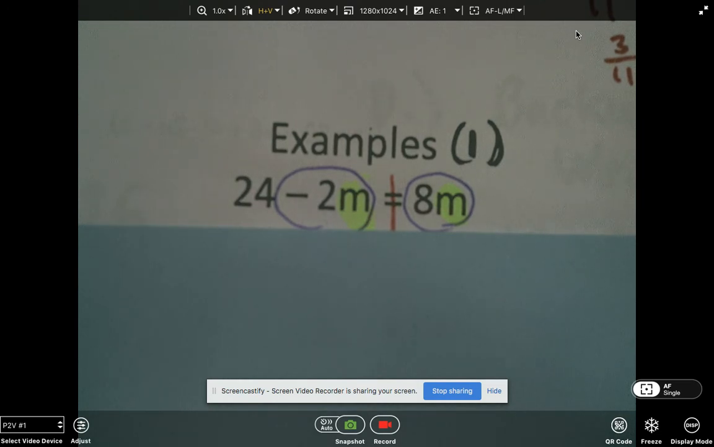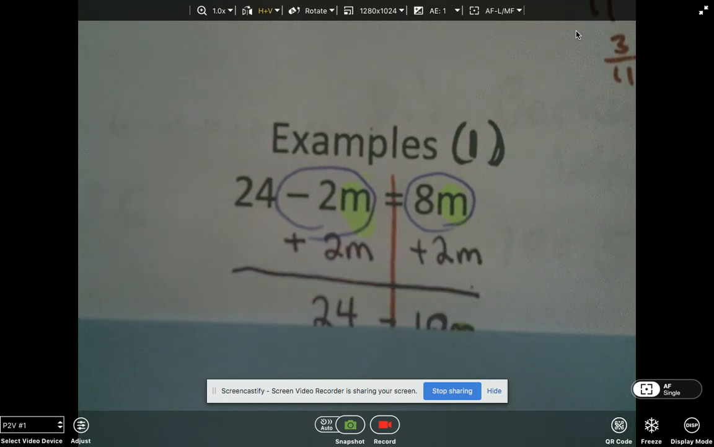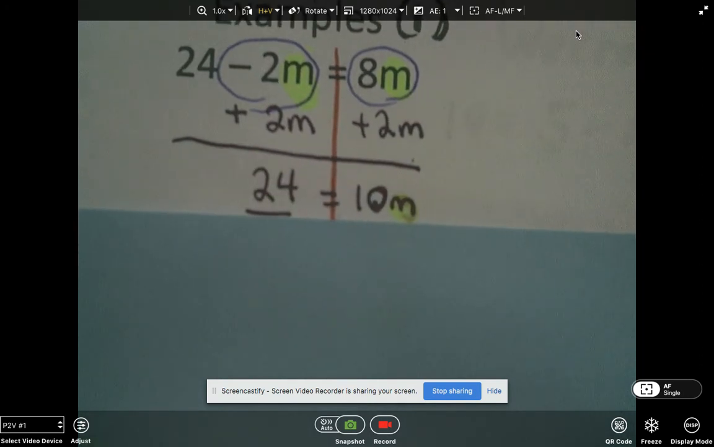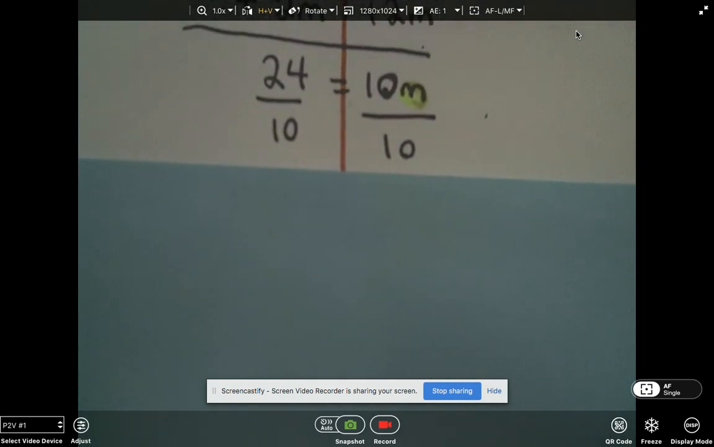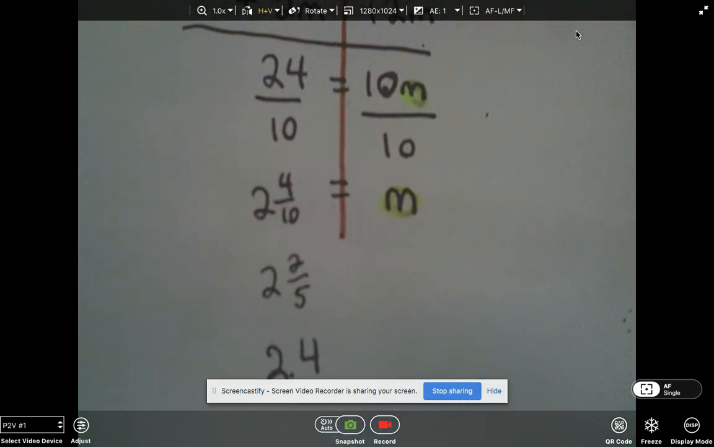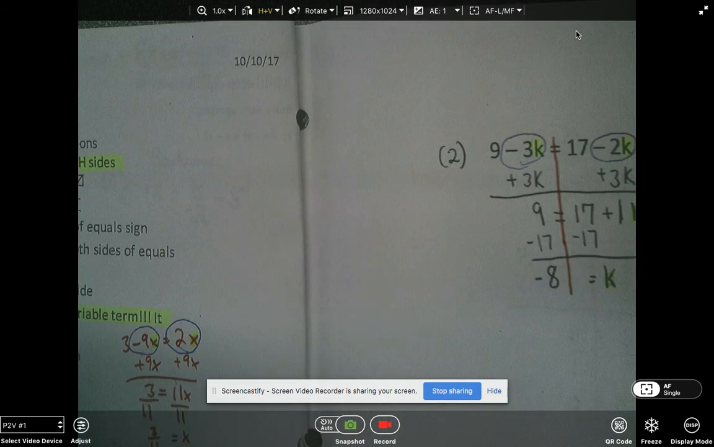So how would I get rid of that? Add 2m to both sides. And what would I be left with? 24 equals 10m. So now I'm at the point where I can just solve my, in this case, one-step example. What do I do to both sides? Divide by 10. And then how would you write this answer? So there's a few answers for this. You could have said 2 4/10, 2 2/5, or 2.4 for m. Great, let's look at example 2.